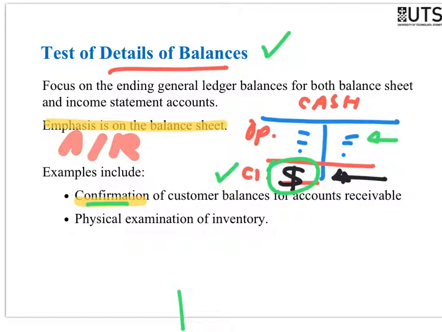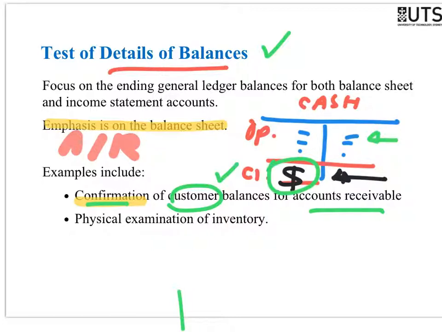With the confirmations, we can do confirmations for the cash account, which is when we confirm with the bank. We can also do confirmations for accounts receivable, guys, by confirming with the customer. We can send a confirmation to a customer and say, is it true that you owe the business $10,000? And then if the customer comes back and says, yes, that's true, then we have confirmed that balance. Again, notice what I said, confirm the balance. Hence why it's called tests of details of balances.